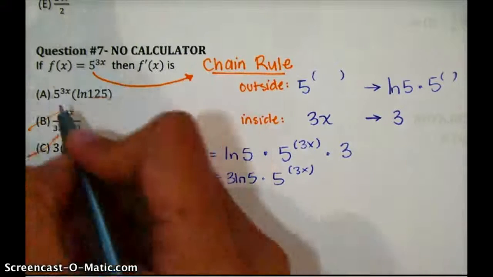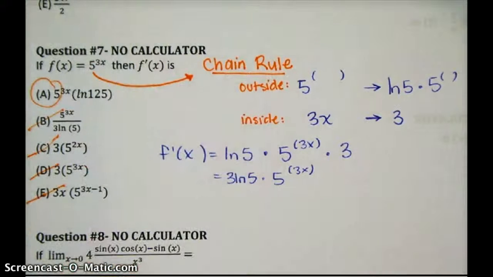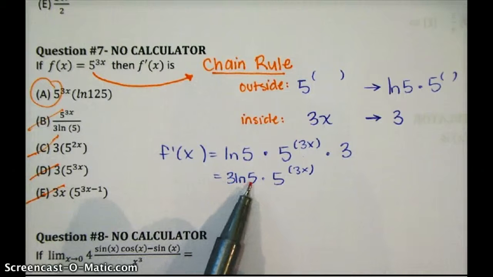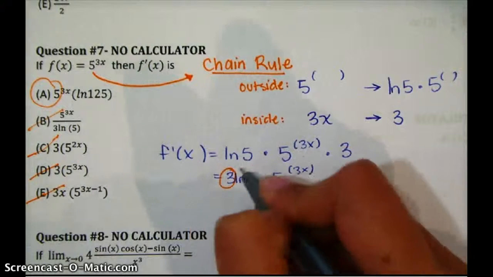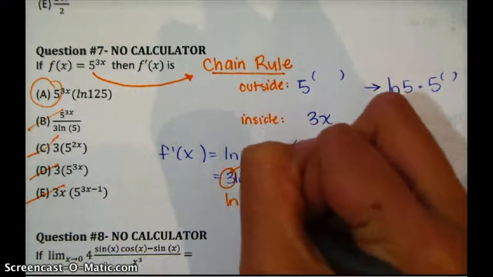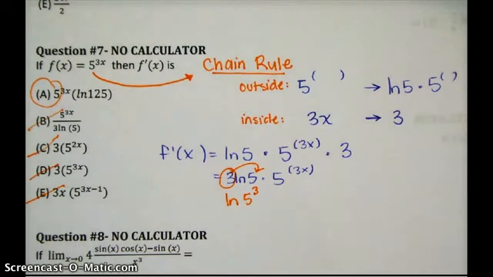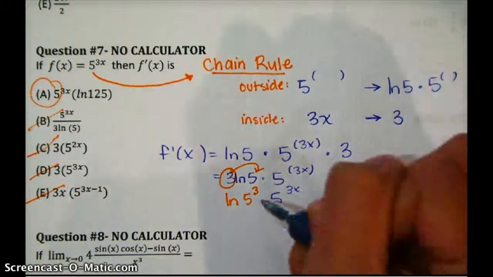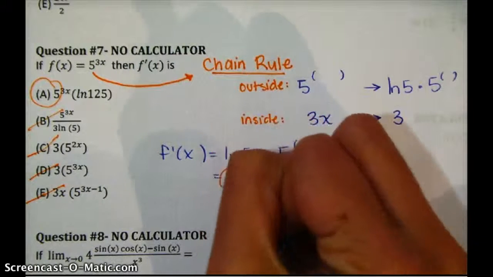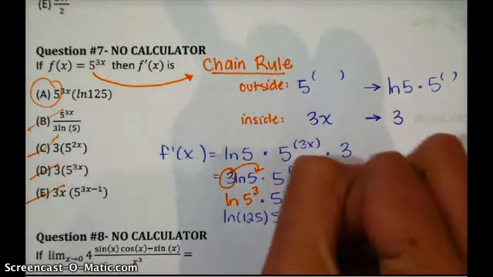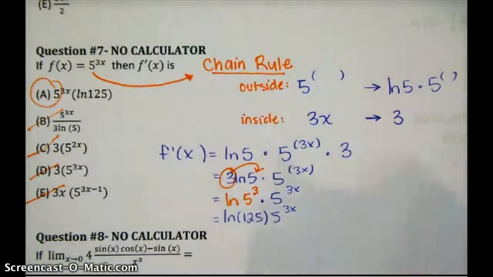A is the answer, and if you really want to know why, I can show you very easily, but you need to remember an algebra 2 trick. When you have a number times a logarithm, you're allowed to take that coefficient and make it an exponent. So this is the same thing as the natural log of 5 cubed, and then again times 5 to the 3x. Well, 5 cubed is 125, which is where ln of 125 comes from, and indeed proves that A is the answer.